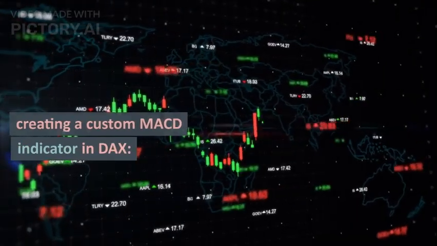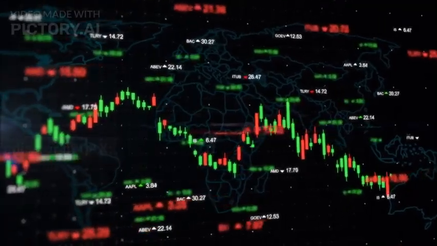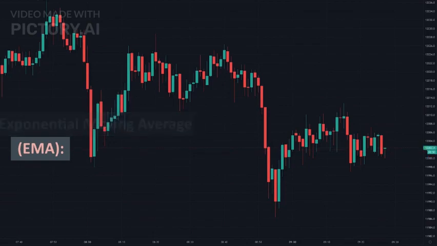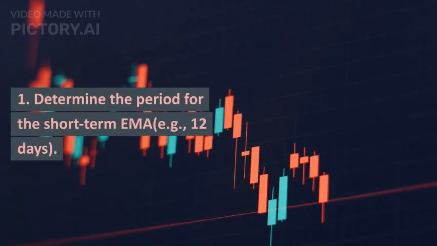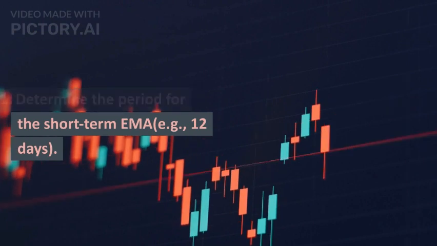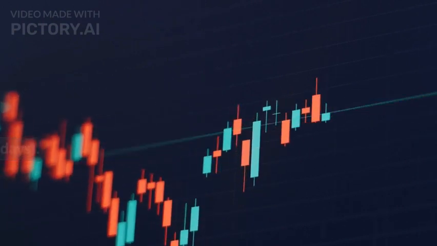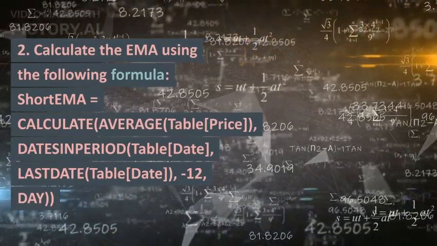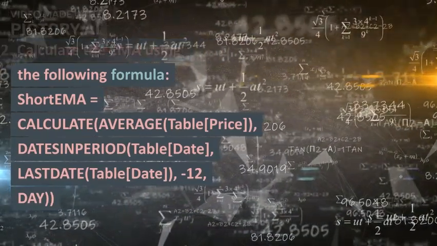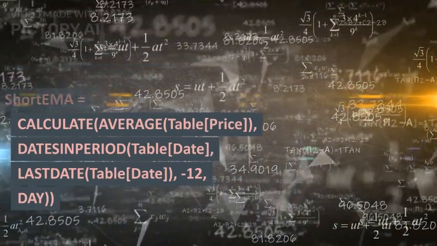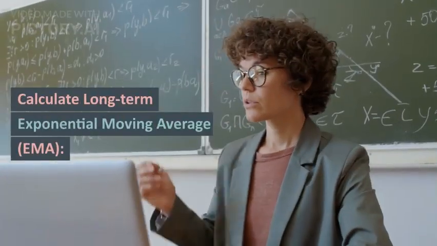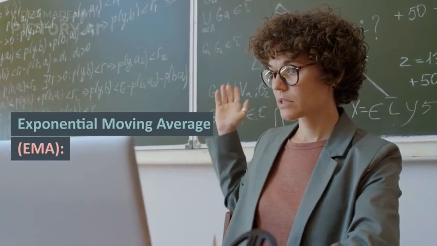Calculate the short-term exponential moving average (EMA). Determine the period for the short-term EMA, for example, 12 days. Calculate the EMA using the following formula: Short EMA = CALCULATE(AVERAGE(Table[Price]), DATESINPERIOD(Table[Date], LASTDATE(Table[Date]), -12, DAY)).